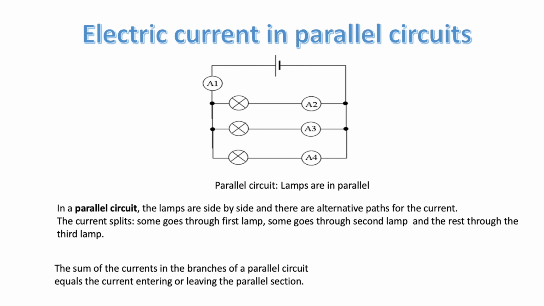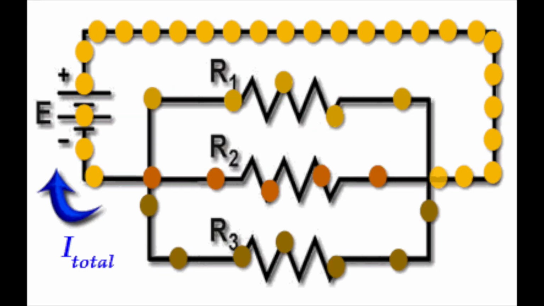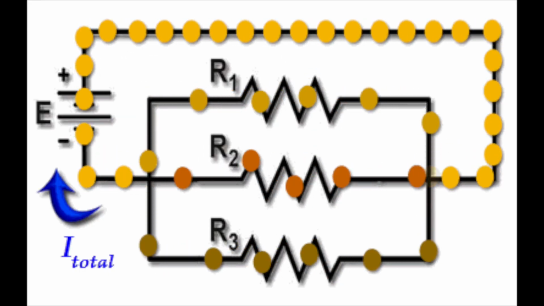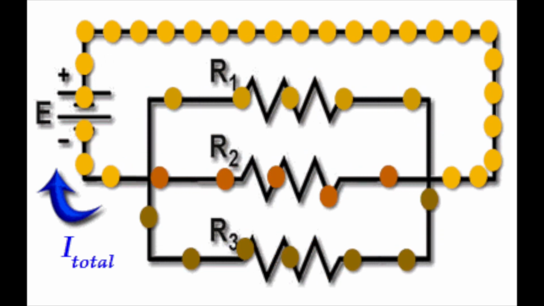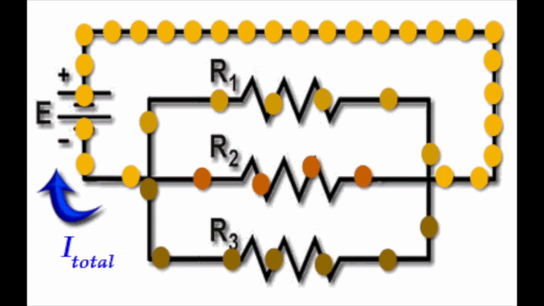In a parallel circuit, the lamps are side by side and there are alternative paths for the current. The current splits. Some goes to the first lamp, some goes to the second lamp and the rest to the third lamp. The sum of the currents in the branches of a parallel circuit equals the current entering or leaving the parallel section. So here A1 is equal to A2 plus A3 plus A4. You can see the flow of current from positive terminal to negative terminal. The current splits while passing through the resistors and reaches the other end.